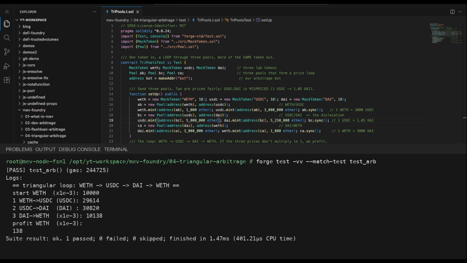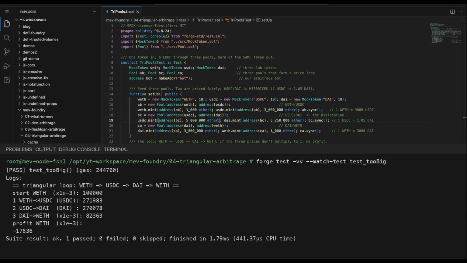Run it and read the lap. 10 WETH goes in. Hop 1 turns it into 29,600 USDC. Hop 2 through the mispriced pool gives 30,800 DAI. Notice it jumped, that's the 5%. Hop 3 brings it back to 10.138 WETH. We started with 10, we finished with 10.14. A small clean profit pulled out of thin air by walking the loop. Green means the arbitrage worked.